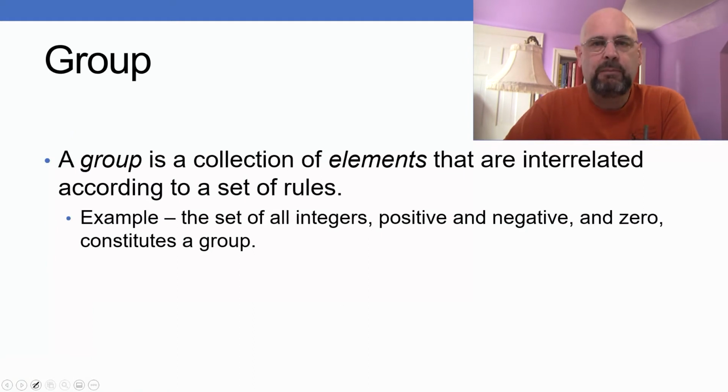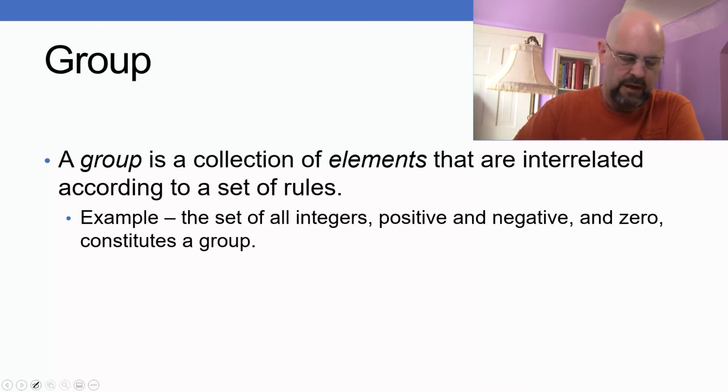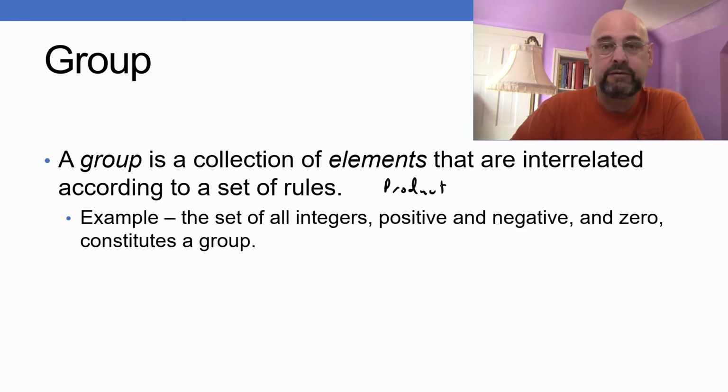Okay, so let's talk about a group. A group is a collection of elements that are interrelated according to a set of rules. So rules mean that there are some rules about members of the group and how they interact and what that relationship is. What is a product? How we define a product. So for example, the set of all integers, positive and negative, and 0 constitute a group when the product is addition. We define the product as addition.